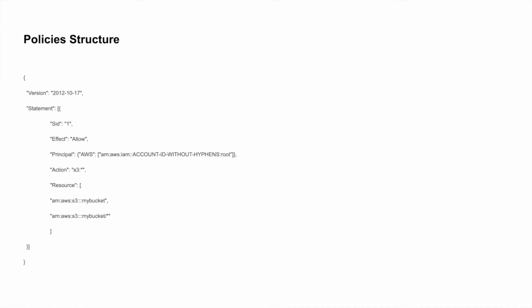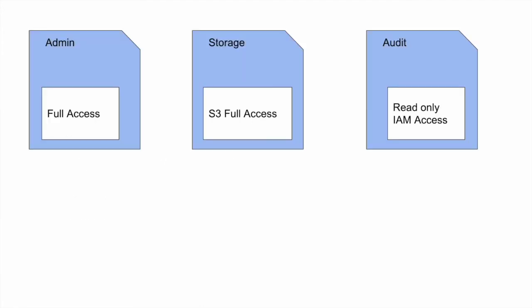Okay, so now after we understood what the entire policy structure is, we'll move ahead to groups and group inheritance. So first we'll assume that we have three groups. One is admin, the other one is storage, and the other one is audit. And the admin group has full access. So this group will give the users access to do anything and everything in AWS. And there is a storage team who has S3 full access. So they'll be able to upload files into S3, delete files in S3, and they'll have all the access.